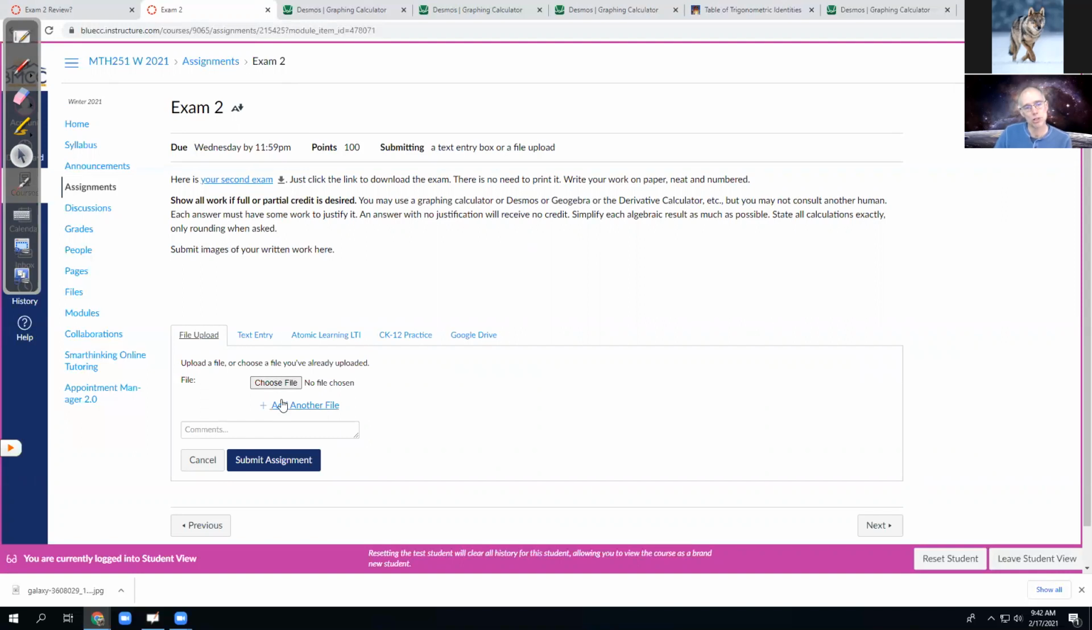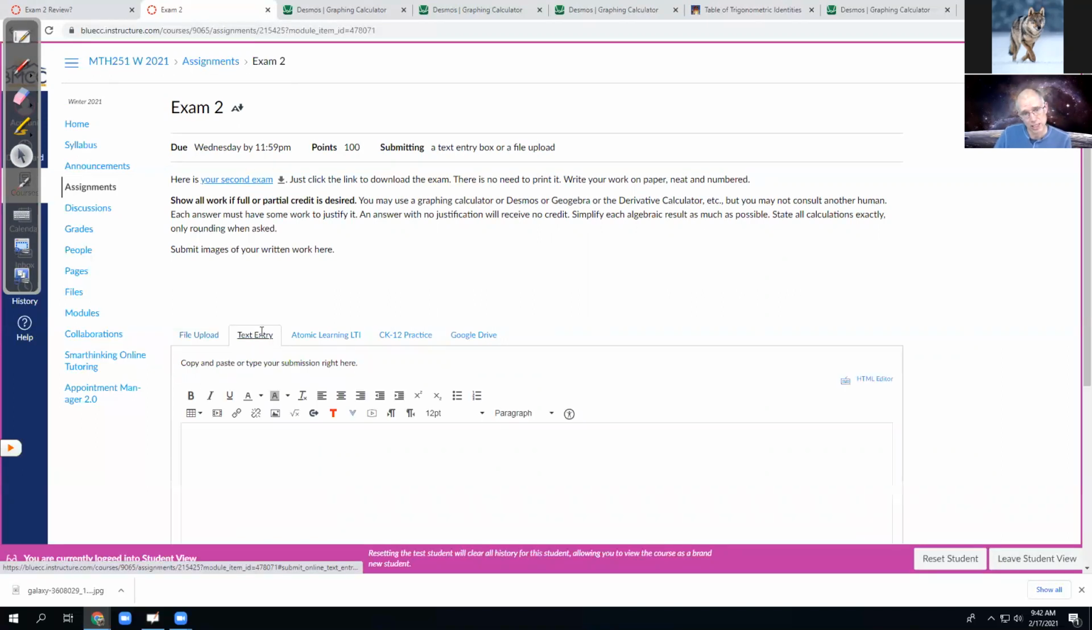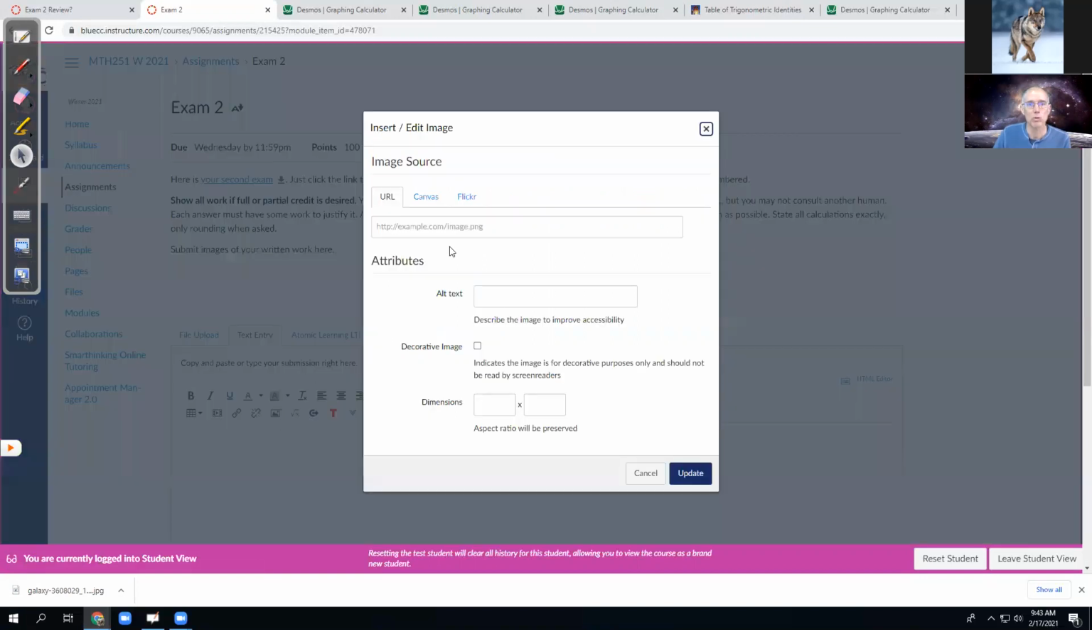So that's one option. You just choose your file, add another, choose your file, add another. Or you can go to text entry, and if they're just images, you can just keep adding images, and then they display on the screen right here. So let me just take a screenshot. Let's just make believe this is my work.